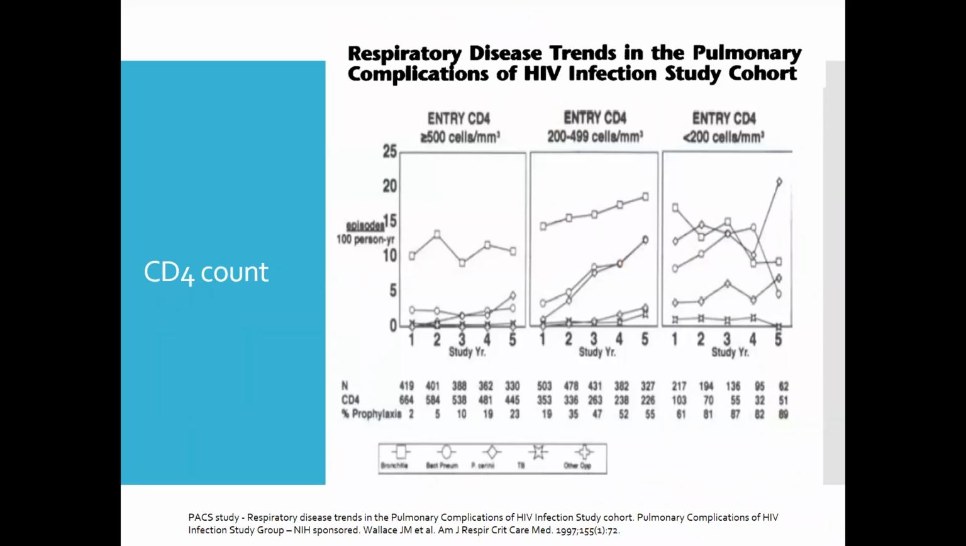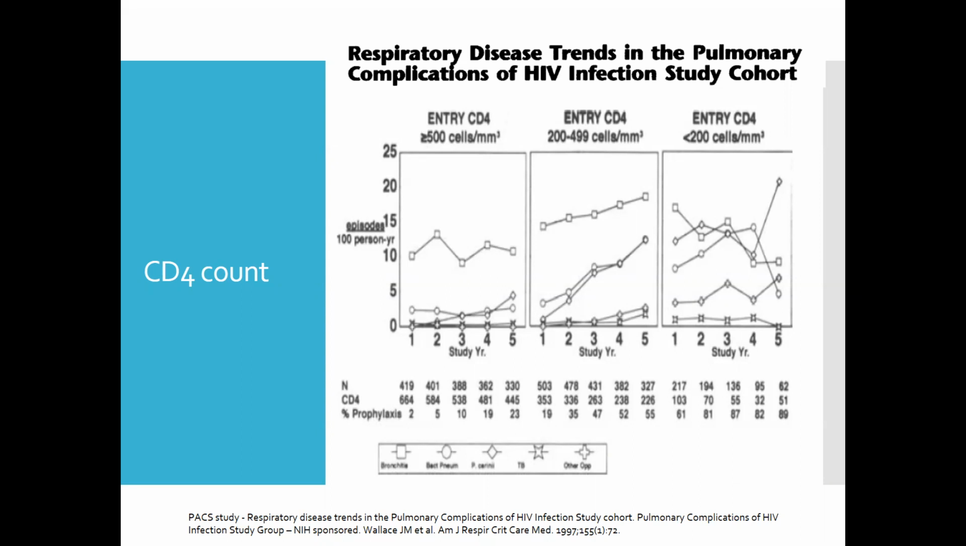Moving on to CD4 counts. Once you have a history and exam, we're looking at the lab. CD4 counts are especially important. This is a little bit of an older study back in '97 in the Blue Journal, the Pulmonary Complications of HIV study. They looked at the incidence of different pulmonary manifestations over a 5-year period, and they stratified this based on their entry-level CD4 count.